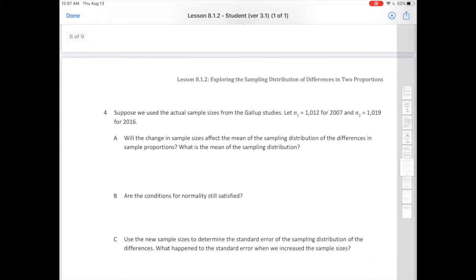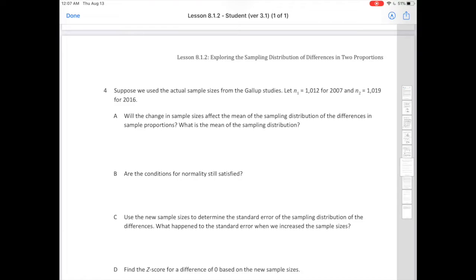And let's go to number 4. Suppose we use the actual sample sizes from the Gallup studies. Let N1 equal 1012 for 2007 and N2 equal 1019 for 2016. Will a change in sample sizes affect the mean of the sampling distribution of the differences? And what is the mean? So they're trying to trick us here, right? We know that the mean never changes with this stuff, right? The mean of a sampling distribution is always just equal to the population proportion. So no, the mean of P1 hat minus P2 hat is P1 minus P2 regardless of sample size.